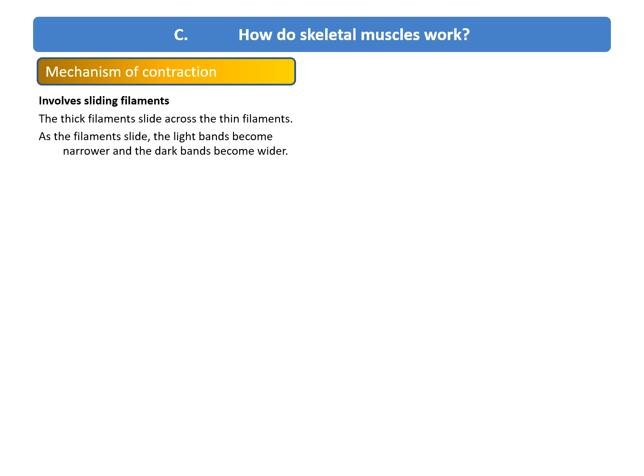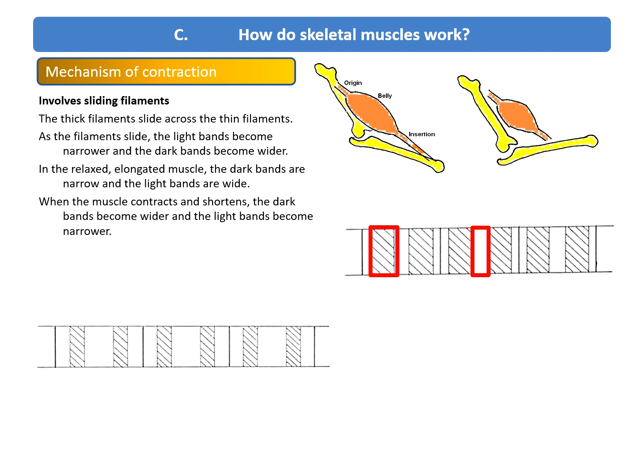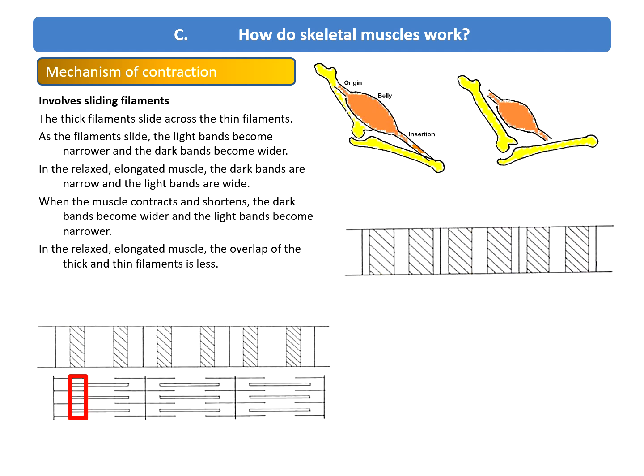Let's look at the mechanism of contraction. Sliding filaments. The thick filaments slide across the thin filaments. As the filaments slide, the light bands become narrower and the dark bands become wider. Here's a view of a muscle in the relaxed, elongated state. You can see the dark band is narrow, the light band is wide. When the muscle contracts and shortens, the dark bands become wider and the light bands become narrower.